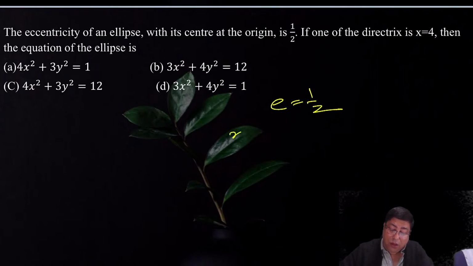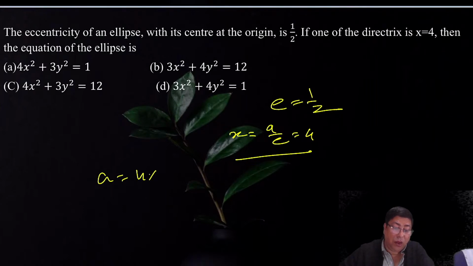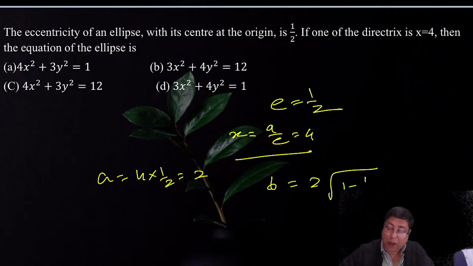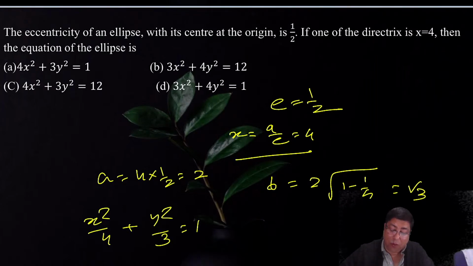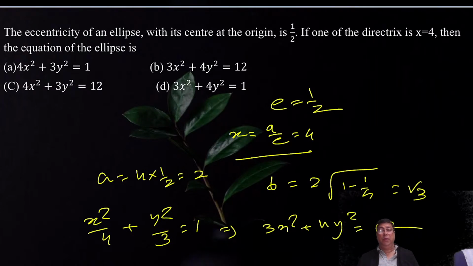So x equal to a by e equal to 4. Directrix is this. So a equal to 4 into half equal to 2, and b equal to 2 into root over 1 minus 1/4 equal to root 3. So equation is x square by a square plus y square by b square equal to 1. If we simplify the equation, 3x square. This is an easy sum, just a concept based question. So we can solve some of these.